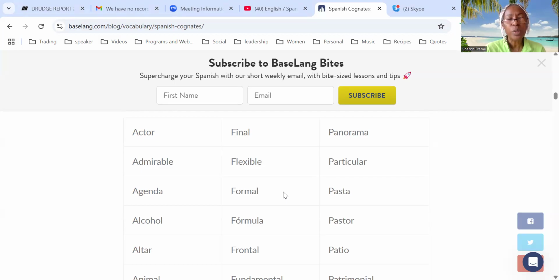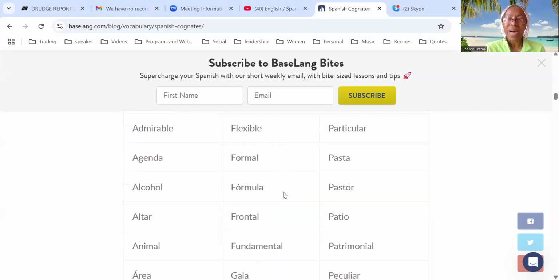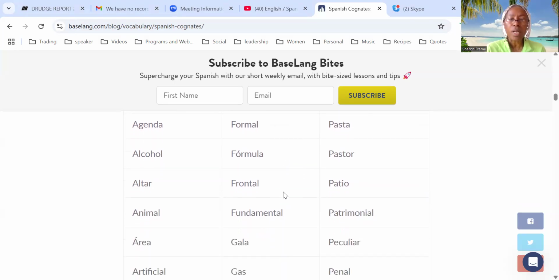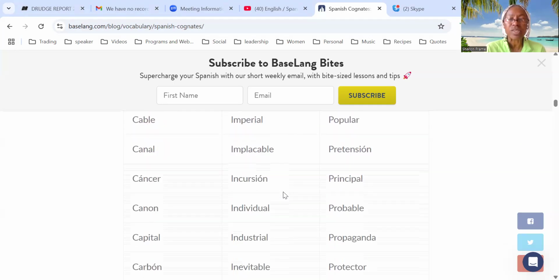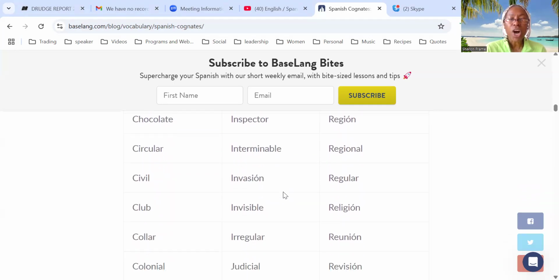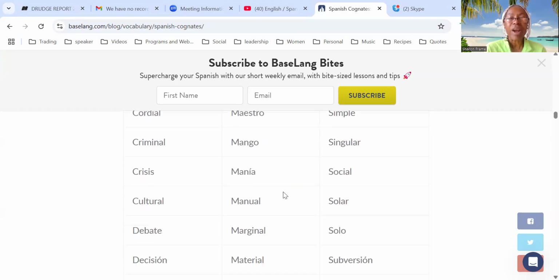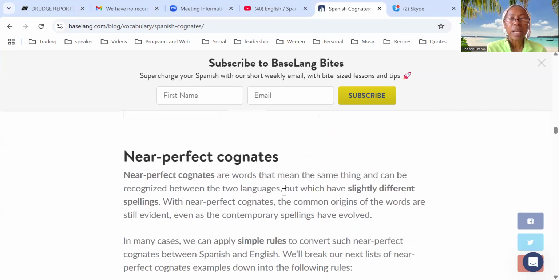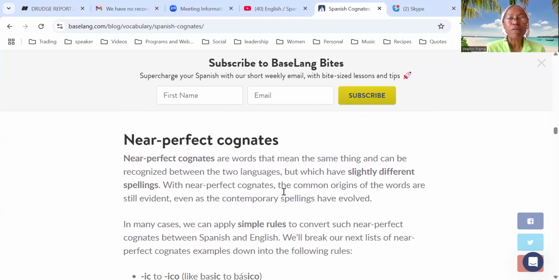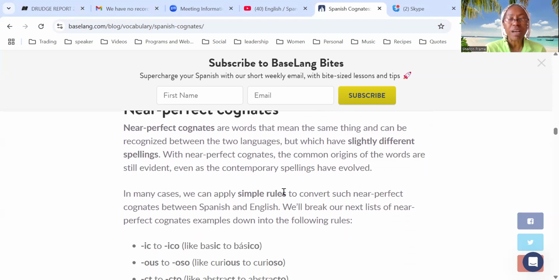Look at the one we use, actor, in the book, but there are lots of other ones. Flexible, particular, pasta, pastor, alcohol, fundamental. It goes on and on. Look at this incredible list of perfect cognates. Increíble. And they're alphabetized, you guys. Wow. Look at this. Then they give you so many examples of the near perfect cognates with the definition.